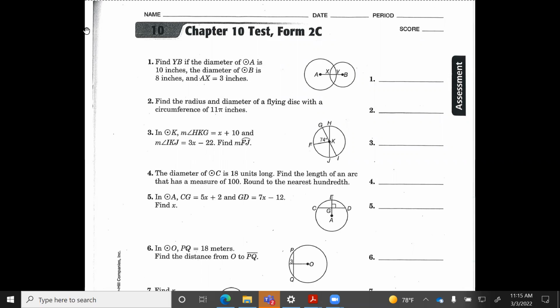So on number 1, they give you some lengths. They say the diameter of the first circle is 10, the diameter of the second one is 8. So then the radii would be half those. This length would be 5. This length would be 4. And then they told us that AX is 3. So if that's 3 and this is 5, this piece has to be 2. If that's 4 and that's 2, this piece has to be 2 as well. They wanted YB, so YB is 2.